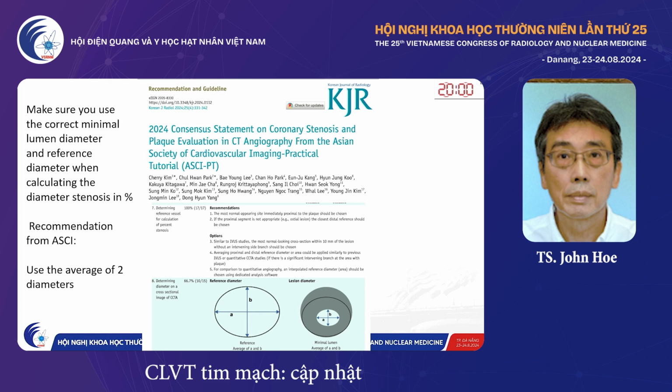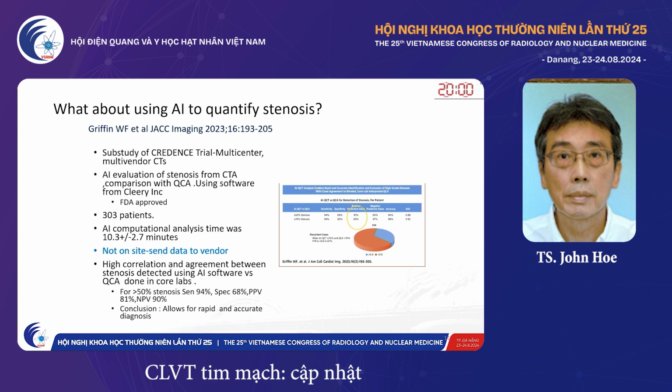At the same time, make sure you use the correct minimal diameter and reference diameter when calculating the diameter stenosis. This is the current recommendation from ASCI, which was just published this year, that it's important to use the average of two diameters, both for the lesion and for your reference diameter.